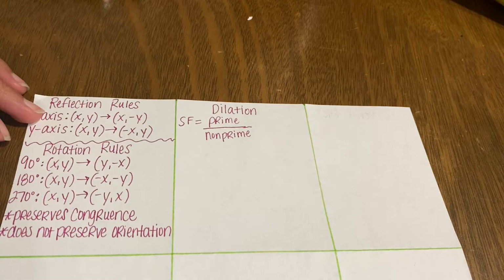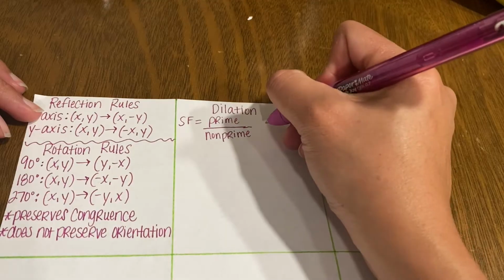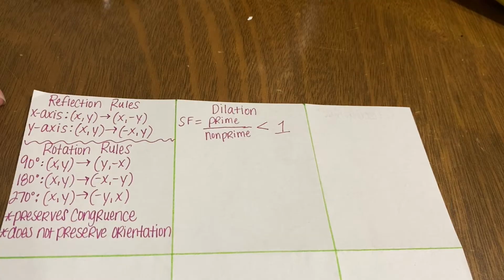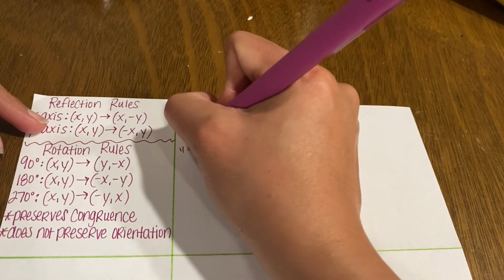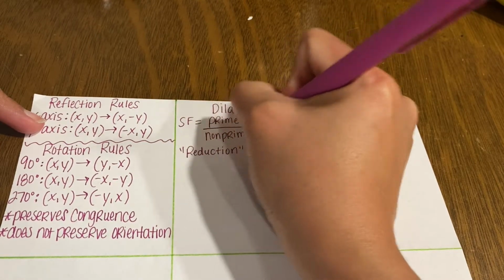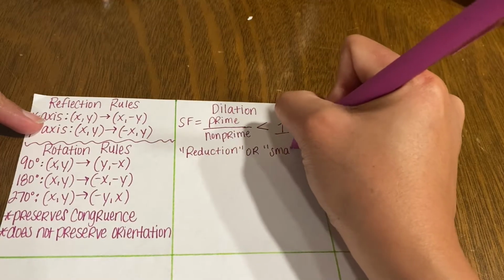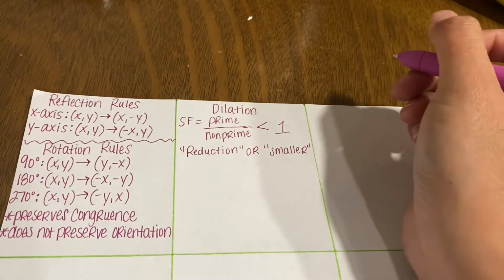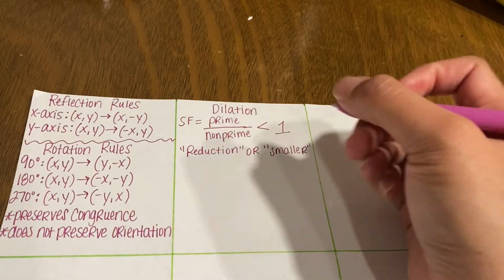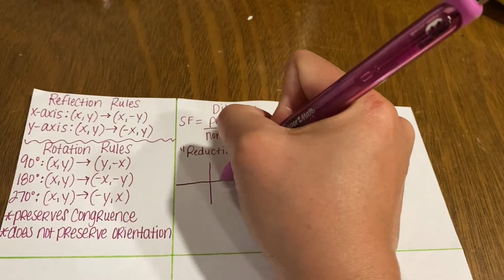So prime over non-prime. And in this particular box, we're going to talk about dilations when the scale factor is less than 1. Now on STAAR, this is called a reduction. Or they'll say that the figure or the image was made smaller. Okay, right here underneath, I'm going to draw a small graph to give myself an example of what it looks like when they give me a graph on my STAAR tests.